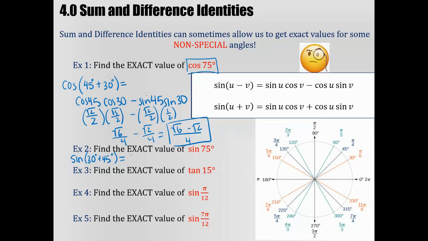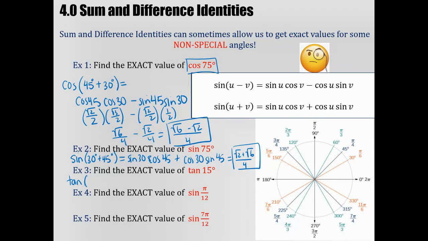I'm adding them. So I'd have the sine of 30 times the cosine of 45 plus the cosine of 30 times the sine of 45. That's going to give me the square root of 2 plus the square root of 6 over 4 as my exact answer there. No calculator needed. What about the tangent of 15?